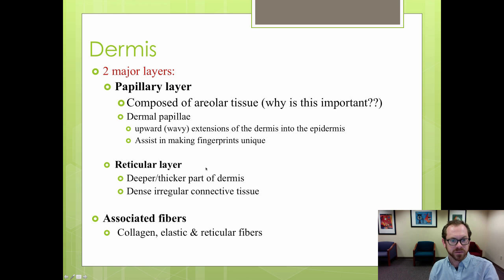The deeper layers of the dermis are called the reticular layer, and this is really the thickest part of the dermis, and the reticular layer is made up of mostly dense irregular connective tissue. And then within the dermis, we are going to find other types of connective tissue fibers and other structural proteins. And so we're going to find collagen, elastic, and reticular fibers throughout the dermis.